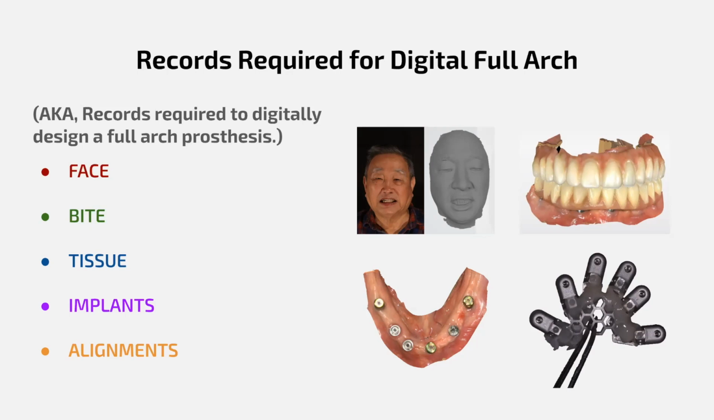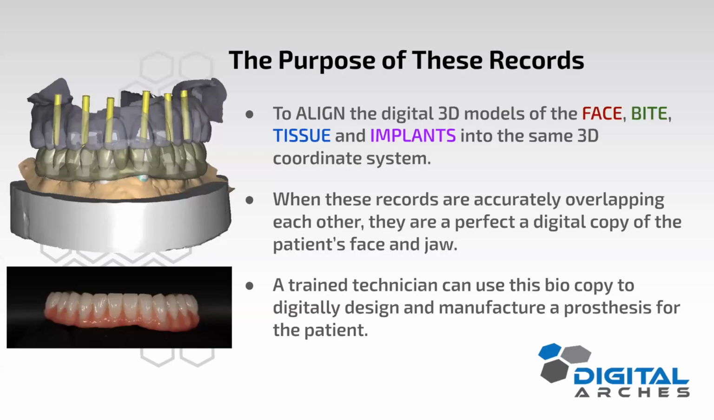And of course, alignments. It's being able to ensure that there's breadcrumbs between each one of these records so that we can put all of these records together into the same three-dimensional space, just making sure that all of the things that we have in order to design this are all brought together somehow, and that's what these alignments are for. So of course, the purpose of these records is to align all of the 3D models of the face, the bite, the tissue, and the implants into the same three-dimensional coordinate system.